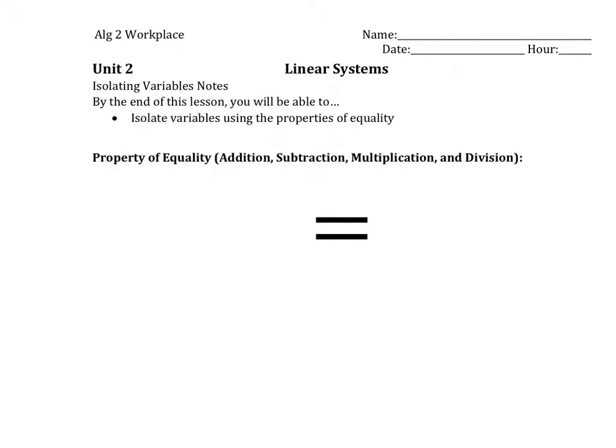All right, we're moving on to Unit 2. Today we're going to be just focusing on how to isolate variables, or how to get variables by themselves on one side of an equal sign. And so the main thing that we're going to be using to do that is called the property of equality, of addition, subtraction, multiplication, and division.